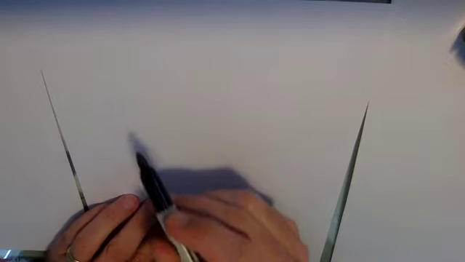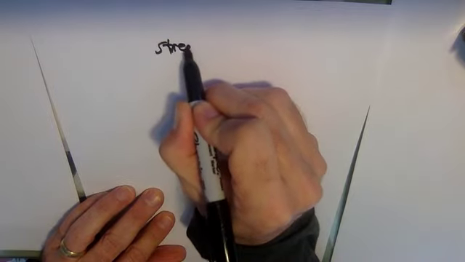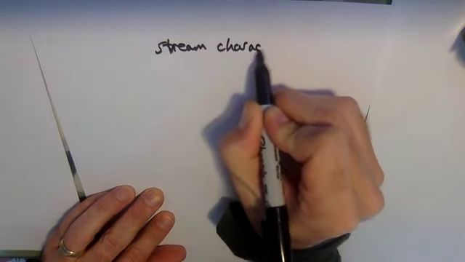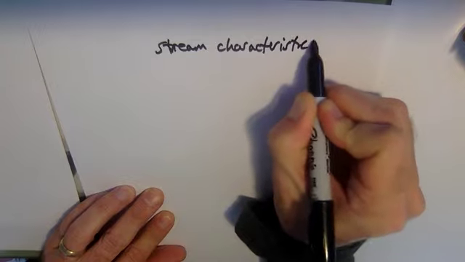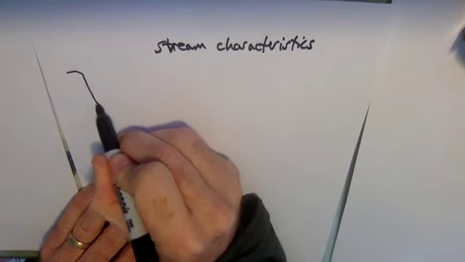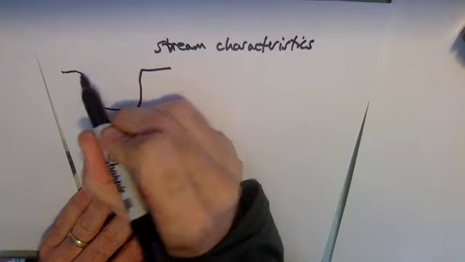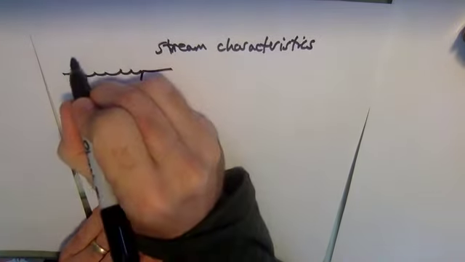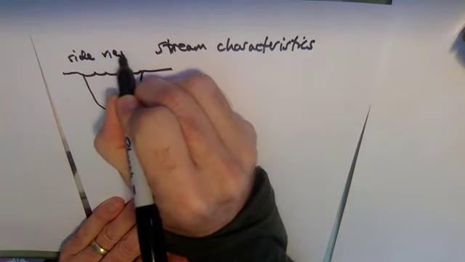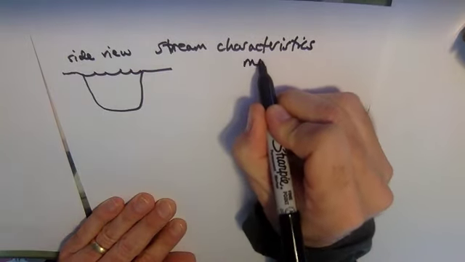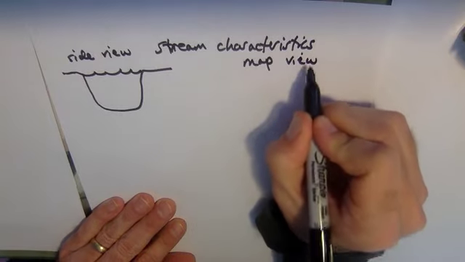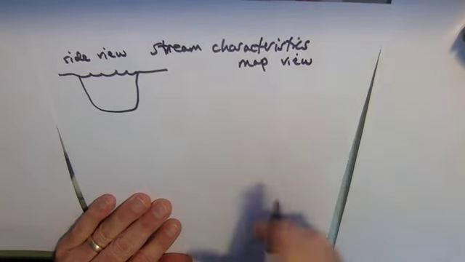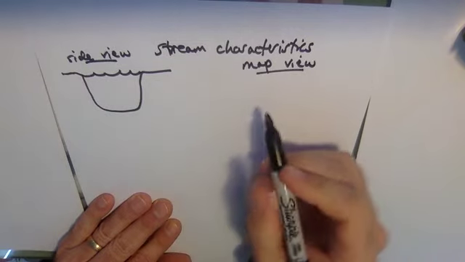Okay, let's just talk briefly about the way streams look in general. We'll call this stream characteristics. We can think about streams in profile view and cross-section. We can think of this like side view, I think we were calling it before, profile view. And we can think of them in map view.